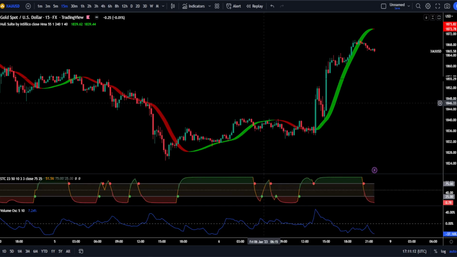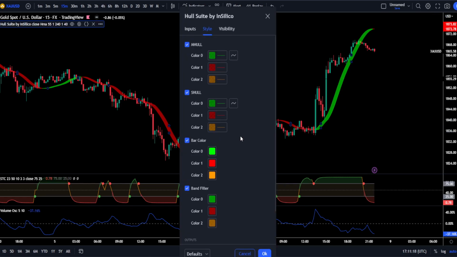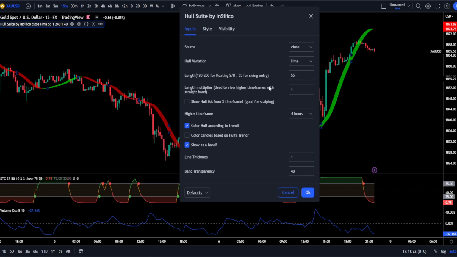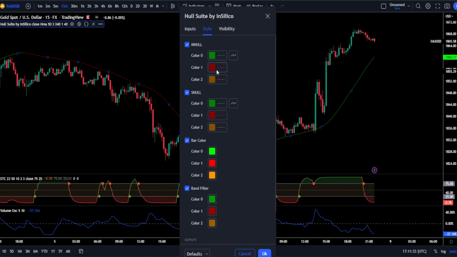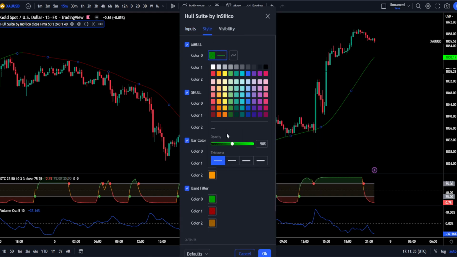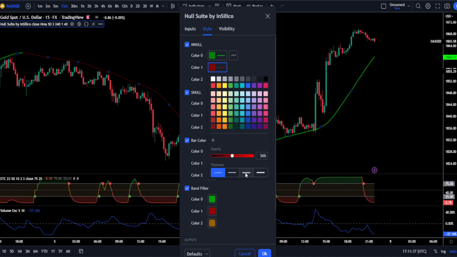Okay, so for this strategy to be complete, we do need to make a few adjustments to these indicators. So let's first of all click on our whole suite, move over to our input section, and we're going to be changing our length from 55 to 60 and our length multiplier from 1 to 3. We're also going to take off show as band just to make it a little more simple. And in the style section, we will be changing these lines to make it a little thicker.